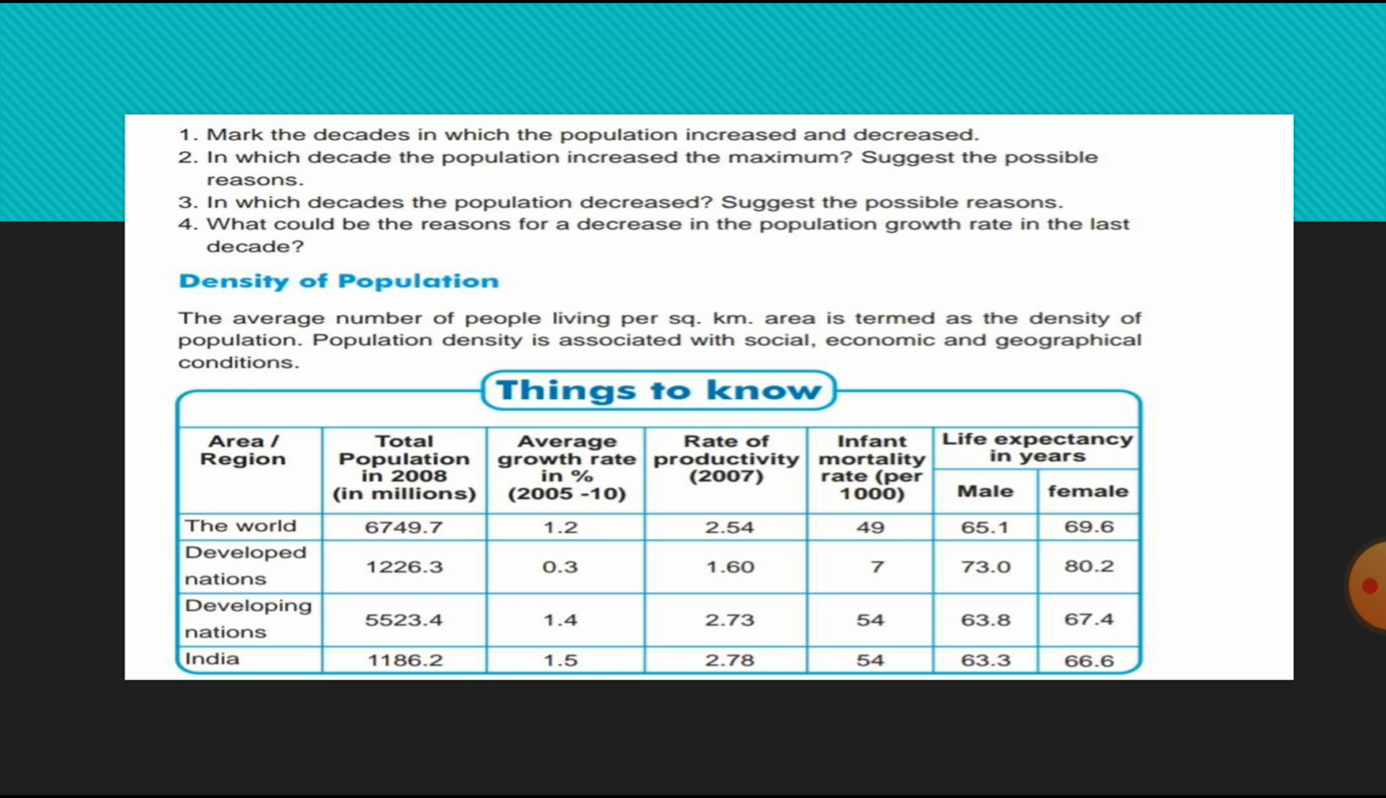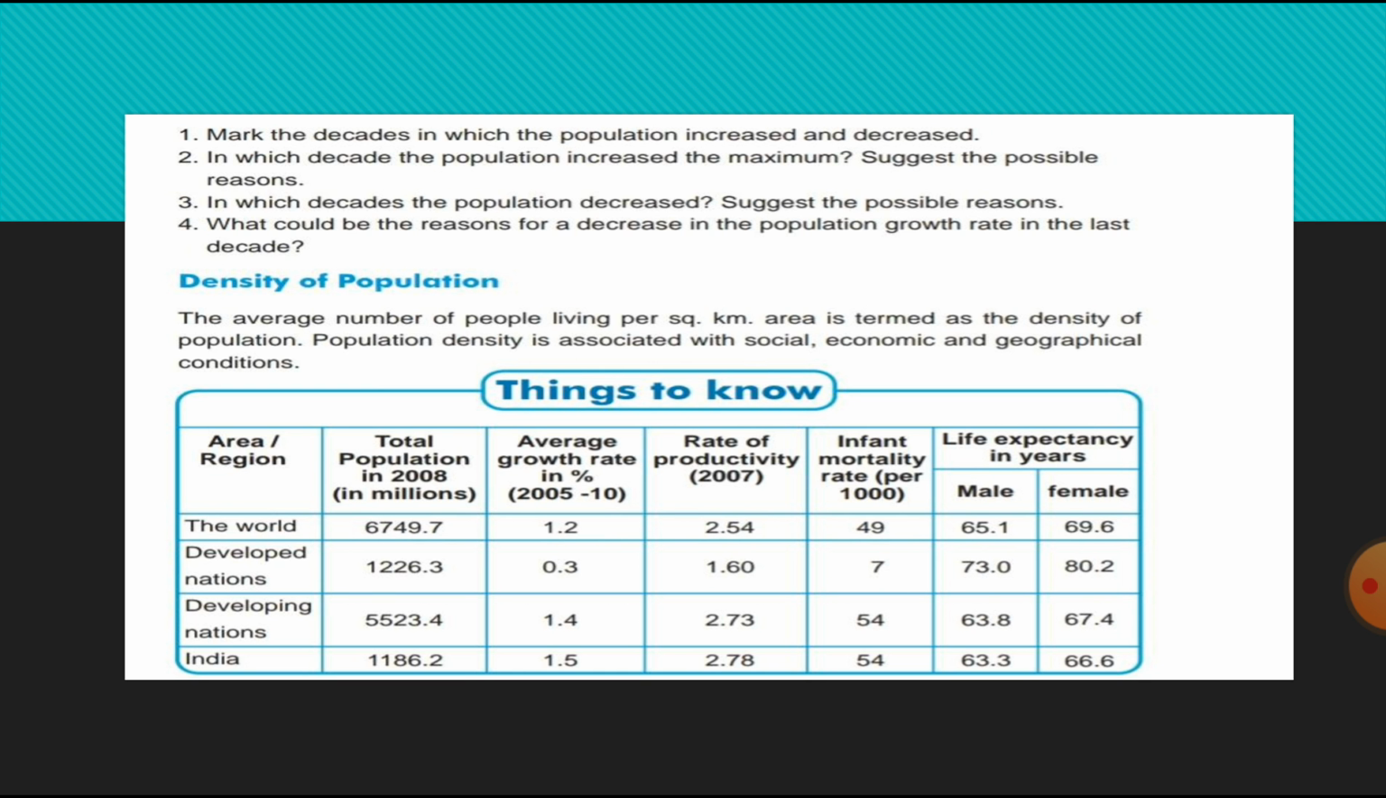Suggest the possible reason. See, from 1951 to 1961, and in all the decades thereafter, there has been a steep rise in population, a population explosion. And during these decades, the main reasons for the population explosion are that the people's standard of living improved, the average lifespan also increased, and the death rate has decreased.